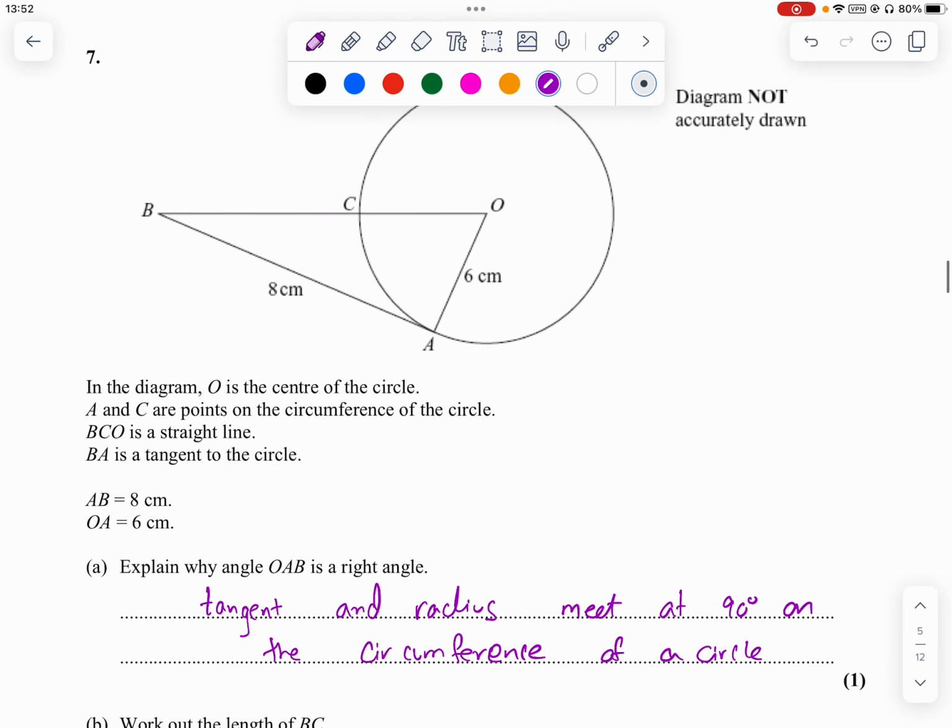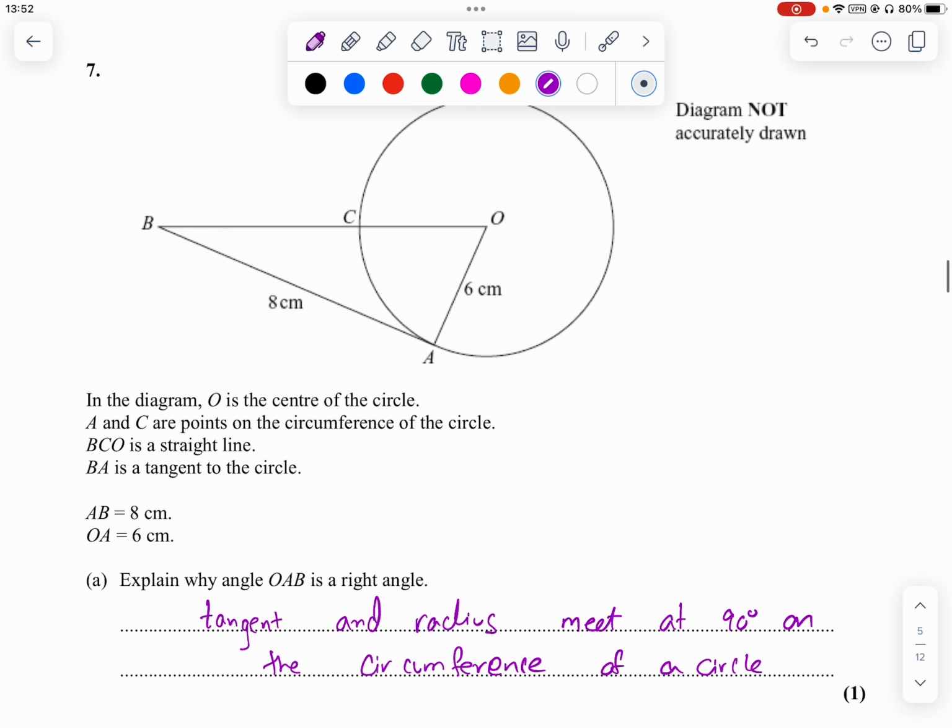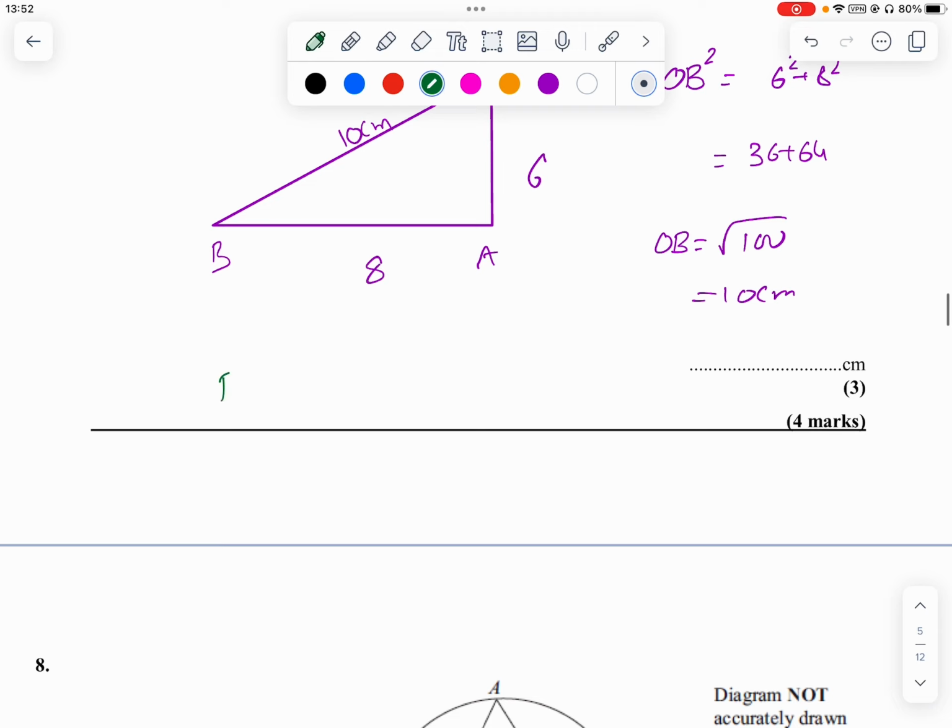But I require BC. So we see that this total is 10 centimeters. So this particular part is the radius of the circle, 6 centimeters. So BC equals 10 minus 6, which is 4 centimeters. That is going to be the answer.